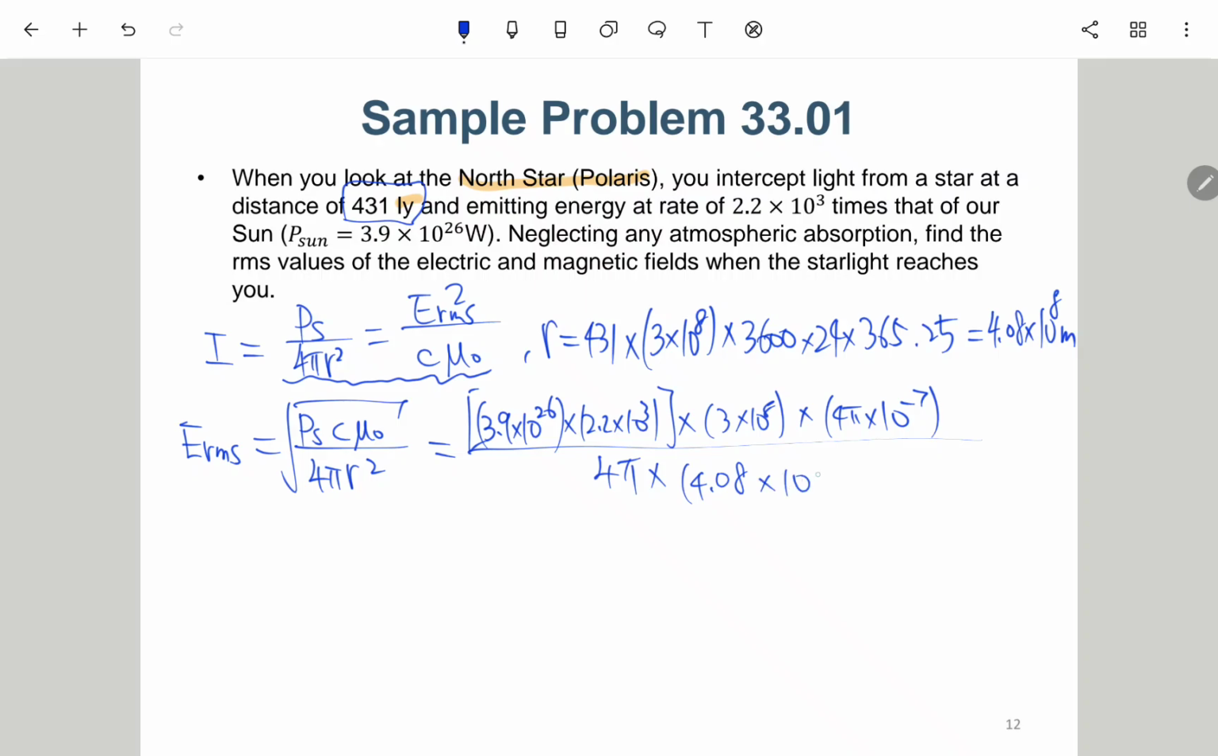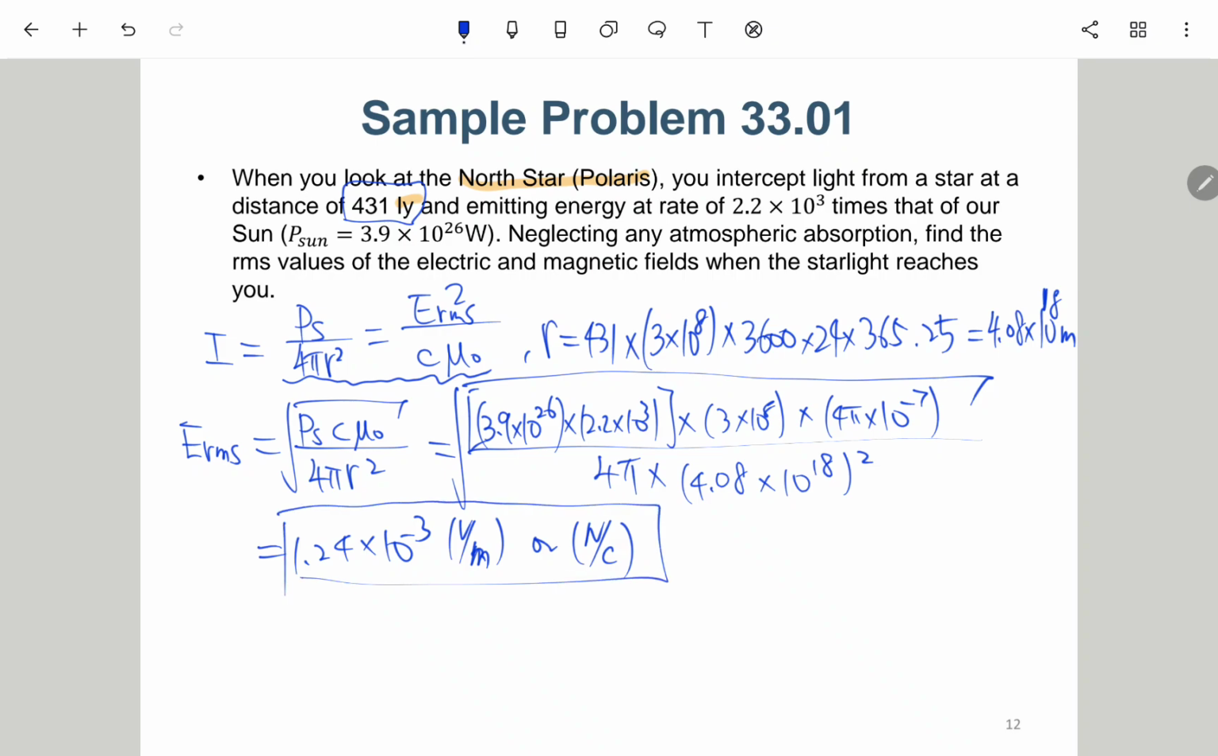4.08 times 10 to the 18. Oh, sorry, this one should be 10 to the 18 square, and then take the square root for the whole thing. And then this is 1.24 times 10 to negative third. Okay, you can use V over M or even N over C, just up to your choice. So this is the ERMS. Find the RMS value of the E field and B field.